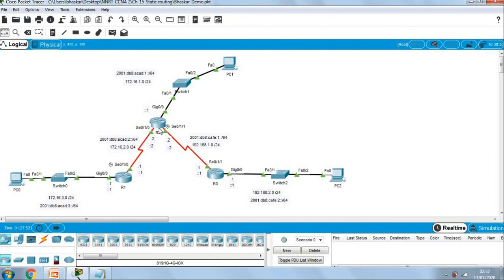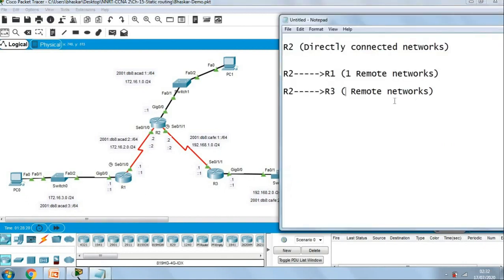If you check here, R2 is directly connected to this one and this one. These two are directly connected. R2 doesn't know about this remote network. So how many remote networks are there? Only one. Why? The question says from R2 to R3 LAN network. R2 is connecting with this network as well as this network, but R2 is not connected with this network. This is the remote network. So here is only one remote network.